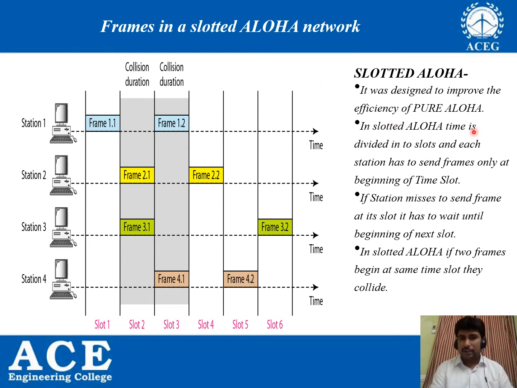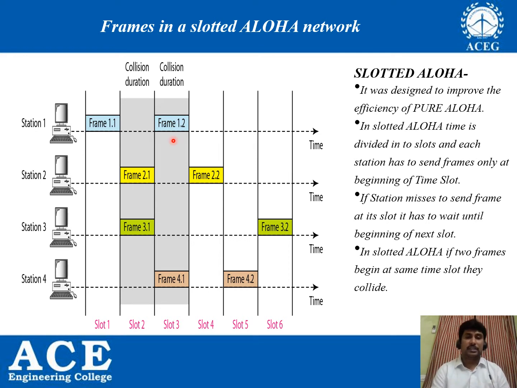So in slotted aloha, the time is divided into slots and each station has to send frames only at the beginning of the time slot. If a station misses sending the frame at its slot, it has to wait until the beginning of the next slot. So compared to pure aloha, the collisions are reduced because we cannot send at any instant of time. So marginal collisions are not happening.